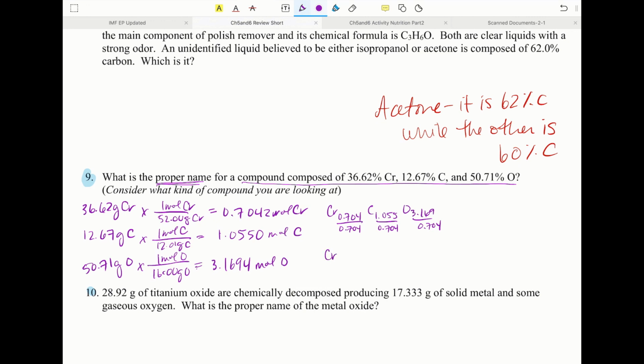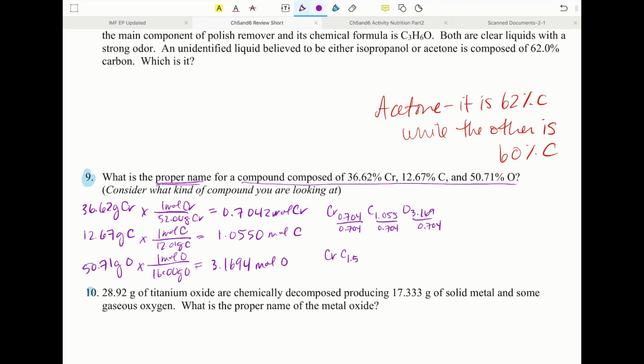So anyway, because we have to have whole number ratios, because atoms don't exist in decimal form, right? You can't have 0.7 of an atom, right? So we're going to reduce by the smallest piece, which is 0.704, which means divide everybody by that value. And we're going to get 1 chromium to 1.5 carbons to 4.5 oxygens. That's the ratio we're going to get.